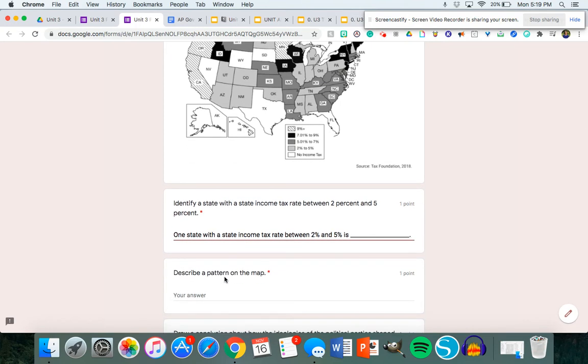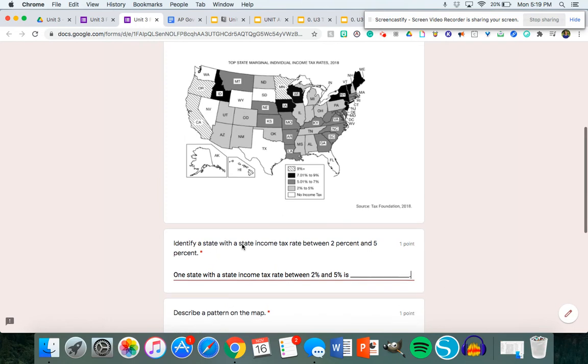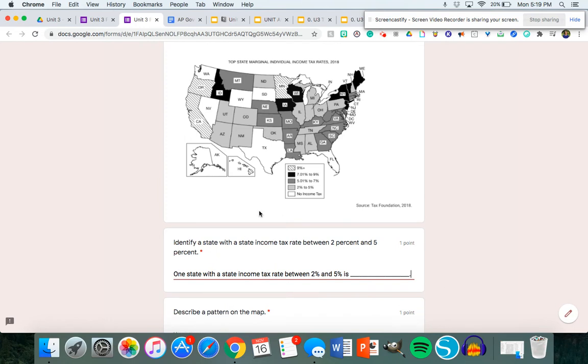Now, the next thing that you are going to do is describe a pattern that you see on the map. Taking a look at your map, you need to talk about some trends that you see. Where do we predominantly see higher tax rates versus lower tax rates? Is that centered around a region of the United States? Is it not? It's up to you to determine the pattern.